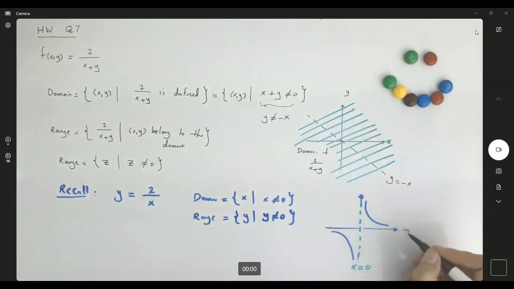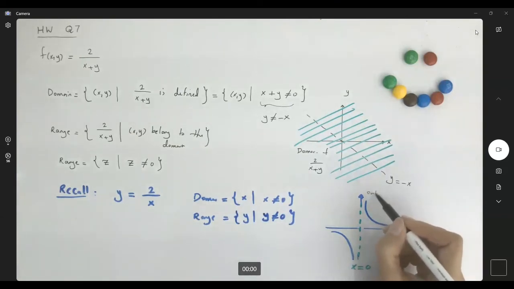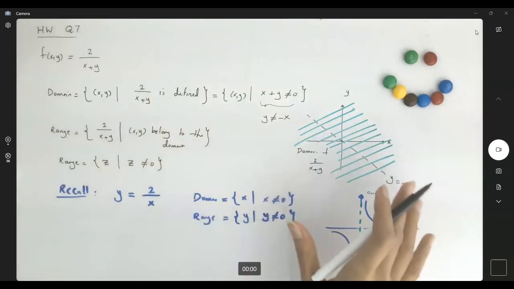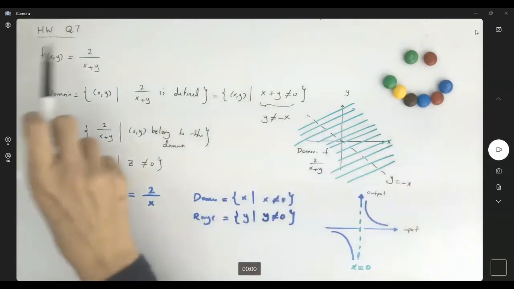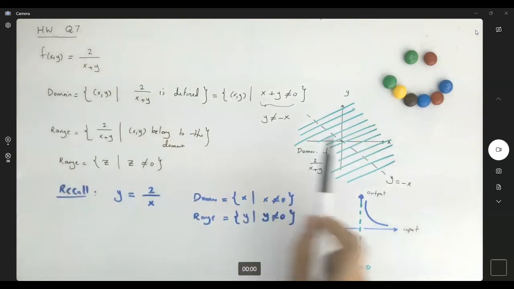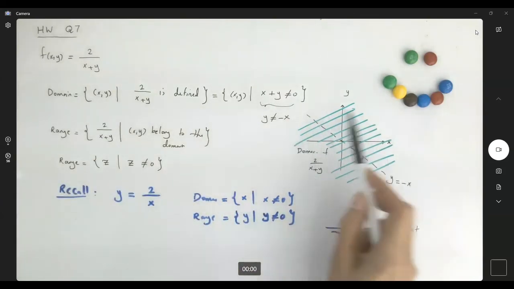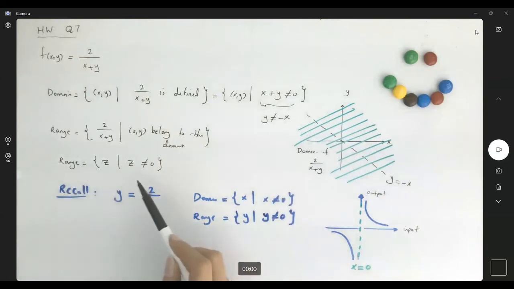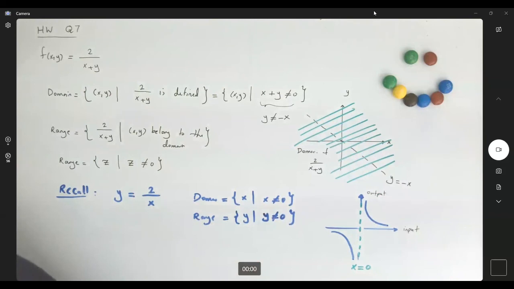In 2D, the input values are on the x-axis, the output values are on the y-axis. But in a three-dimensional function, here you have your domain in the xy plane and your range belongs to z. Let's take a look at the graph together.